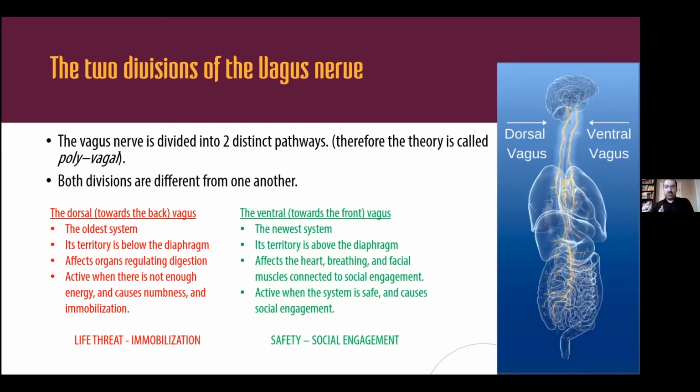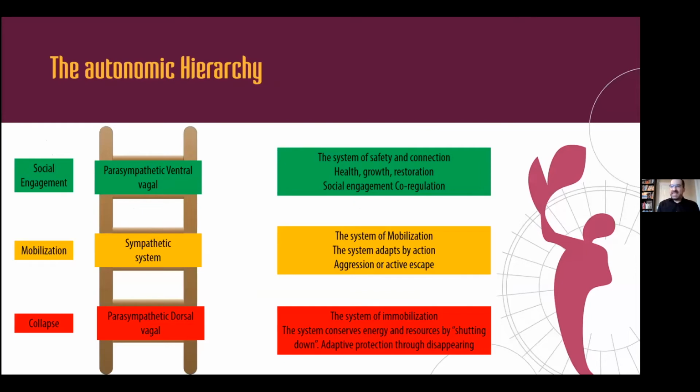The other branch of the vagus, the ventral vagus, ventral towards the front, is the newest system. Its territory is above our diaphragm. It affects the heart, breathing, and facial muscles, and it is connected with social engagement. When this vagus state is active, it signals a sense of safety and causes us social engagement, homeostasis, and so forth. So just by looking at the hierarchy, as I mentioned, this whole polyvagal theory indicates a hierarchy of the system.